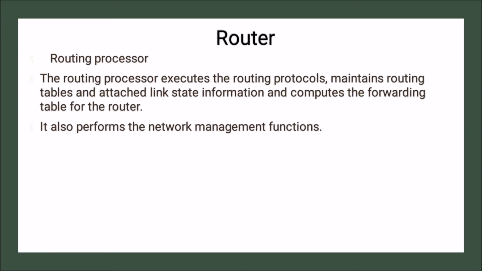The last component is the routing processor. The routing processor executes the routing protocols, maintains routing tables, attaches link state information, and computes the forwarding table for the router. So all the logical tasks are done here. It also performs network management functions. These are the four components of a router and a basic introduction to the router.